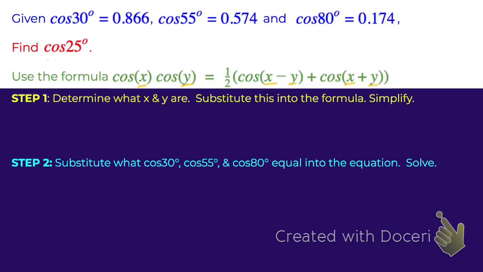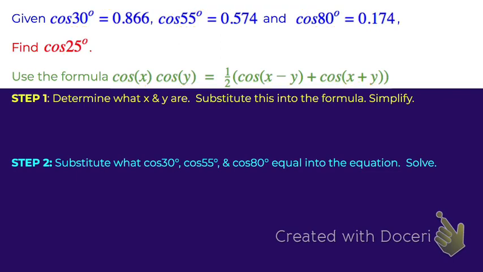So let's look at the angles, the degrees of the angles that we know and what we're asked for, and try to see if there's any relationship there. Hopefully you can see that from 30 to 55, we're adding 25. And from 55 to 80, we're adding 25. So this is the difference between each of those angles.